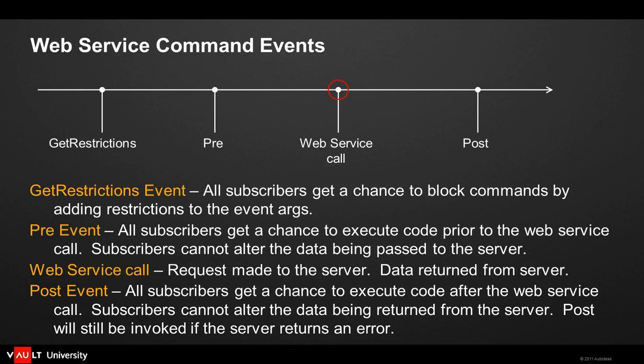Okay, so after get restrictions, if everybody's okay with the operation, it's going to move to the pre. And the purpose of the pre is for you to do whatever work you want to do before the operation happens. So that's the point of the pre. Once the pre is complete, it's going to actually make the call to the server. And then when the server returns, it's going to send out the post event. And the post event is going to go out even if the server has an error. There's still going to be a post event. So that's the timeline here.